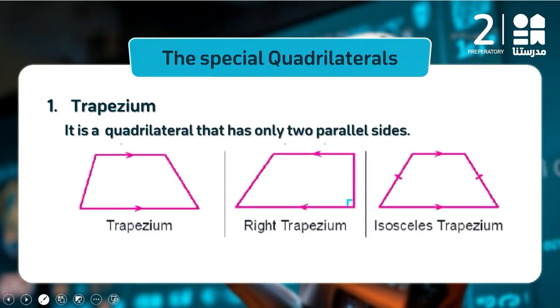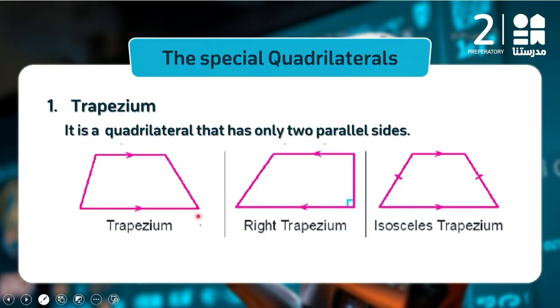Now we have special quadrilaterals. Let's look at the first special quadrilateral, the trapezium. What is the trapezium? It is a quadrilateral that has only two parallel sides. Again, what is the trapezium? A trapezium is a quadrilateral that has only two parallel sides.